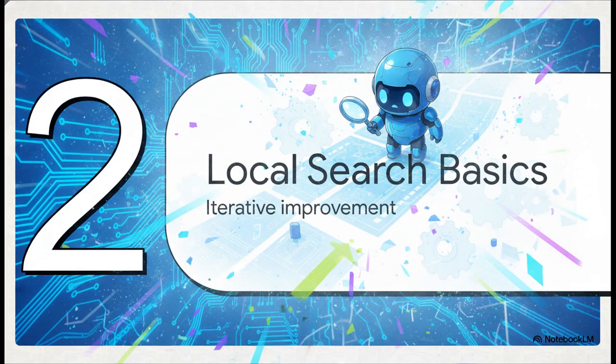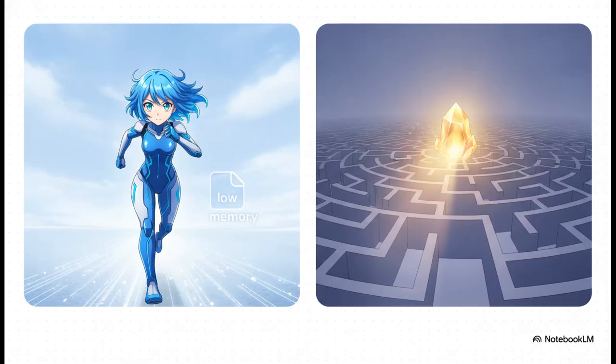Moving on to section 2, local search and n-queens. So, if the path doesn't matter, local search algorithms just look at their immediate neighbors. They keep a single, current state, and they just try to iteratively improve it. The huge advantage here is that this takes up almost zero memory and it's incredibly fast. But there's a catch, right?